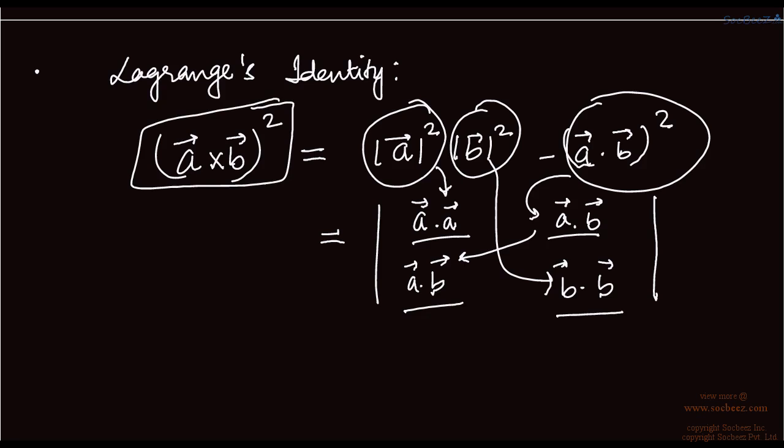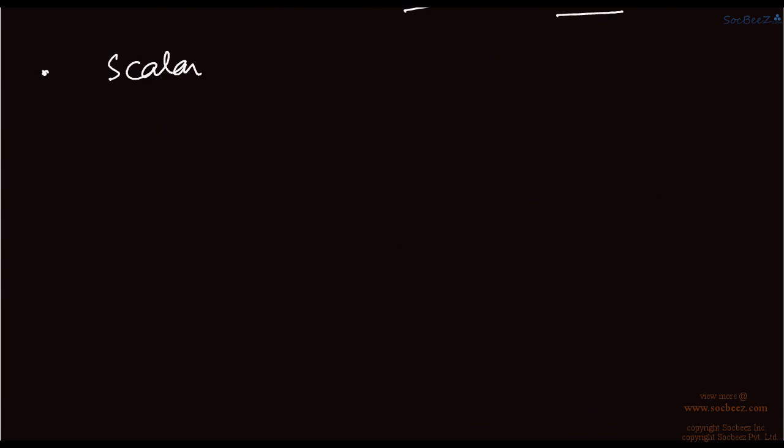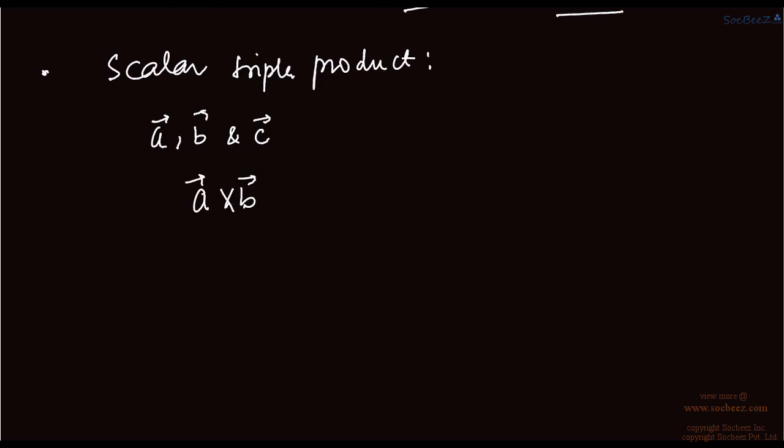Fine. So this is something. Then we have the scalar triple product. So let me shift it. Triple product. The scalar triple product of three vectors, let's say A vector, B vector and C vector, is defined as A cross B and that vector dot C vector.